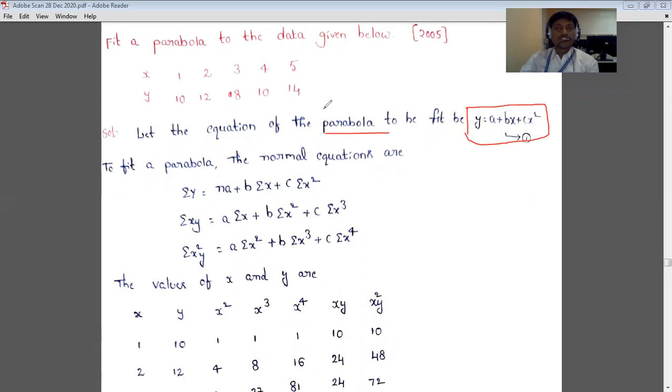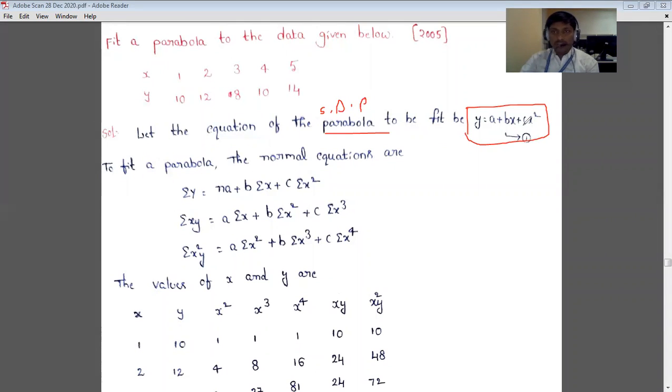If they mention second degree polynomial, we write a second degree polynomial. So what they give, that one we write. Here they give parabola, so for that we wrote parabola. If they mention second degree polynomial, in that case we write second degree polynomial, and y is equal to a plus bx plus cx square.